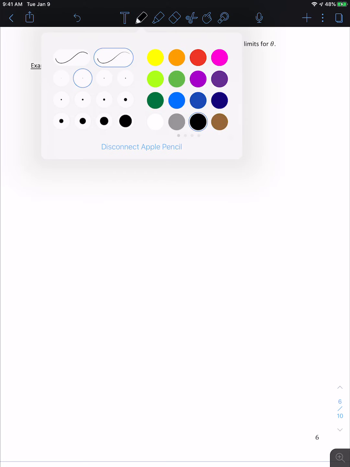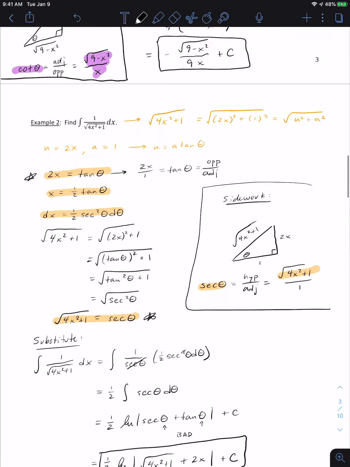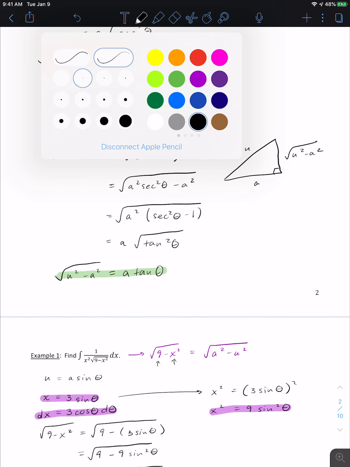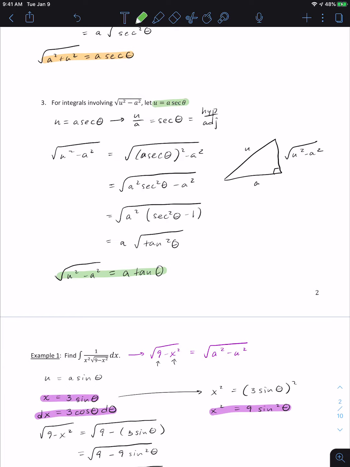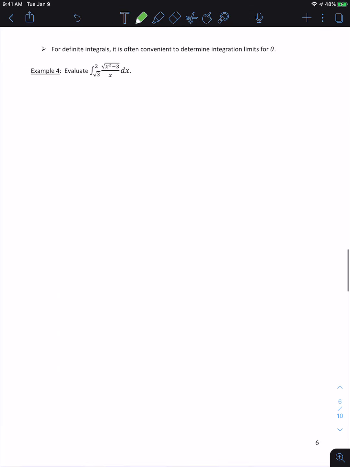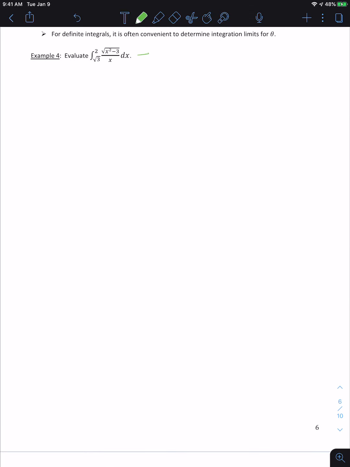Okay, so in this example, I can't remember what our last color was. I think it was green. This is going to be one of the u squared minus a squared examples, right? So this one's going to be a secant substitution. All right, so this one looks like it's x squared minus 3, and that's going to be equal to the square root of u squared minus a squared, right? That's going to be a u substitution.